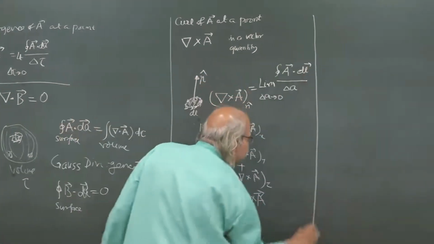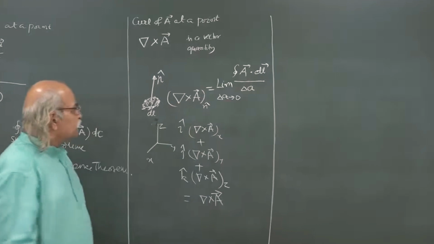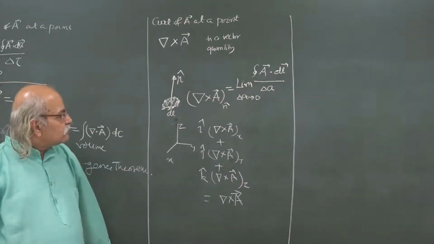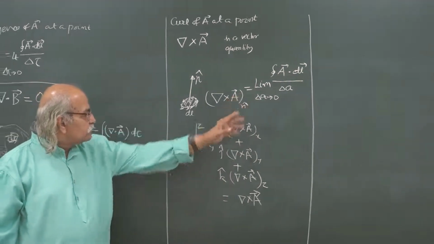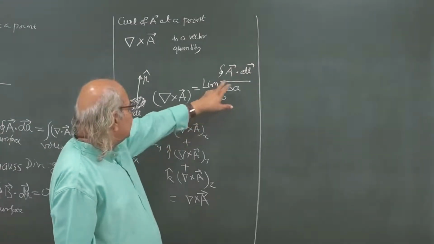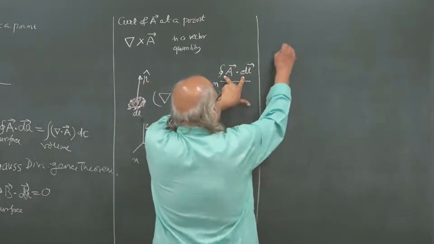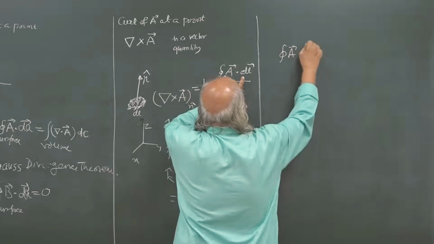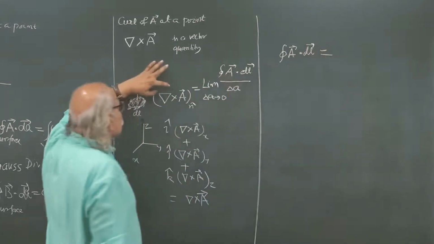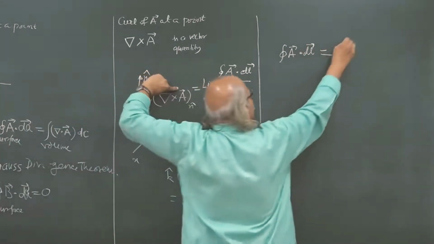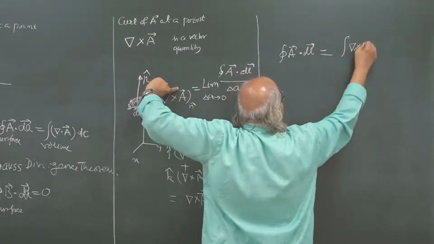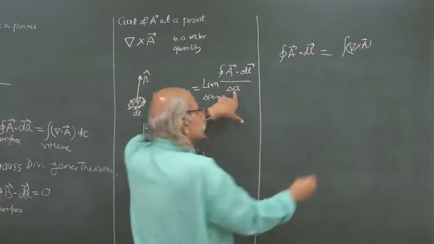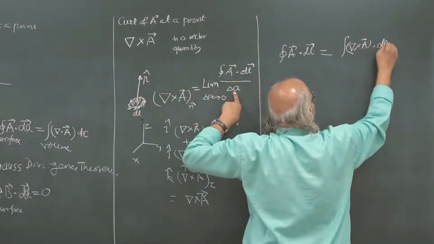Now, from this definition, you can get another beautiful relation, and that equation is: the integration of A dot dl is equal to the integration of curl of A dot dA. Let me explain what I am writing.